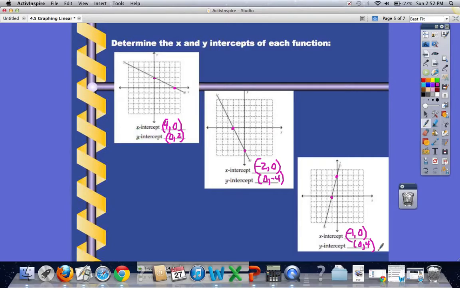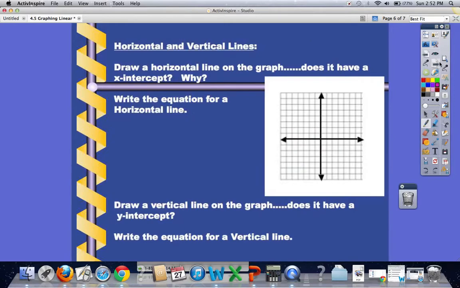The tricky part when you're doing these kinds of problems is to read the instructions to see what they're asking you for. There are lots of things in this chapter to ask you about. This one's just asking about x and y intercepts. Okay, so be very careful and read your questions.